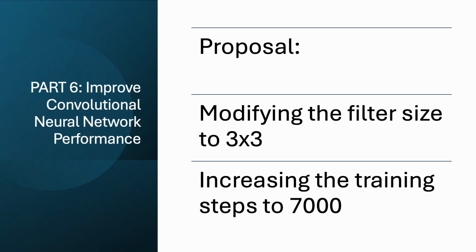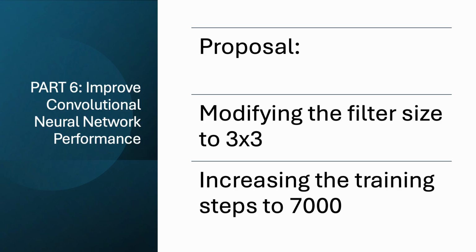Moving on to part 6, improve convolutional neural network performance. This is where I made a proposal of modifying the filter size to 3x3 and increasing the training steps to 7,000. The CNN on CIFAR-10 only reached a maximum accuracy of 70%, which is low and can be improved by altering the code and possibly changing the number of steps. I propose modifying the filter size to 3x3 and increasing the training steps to 7,000.